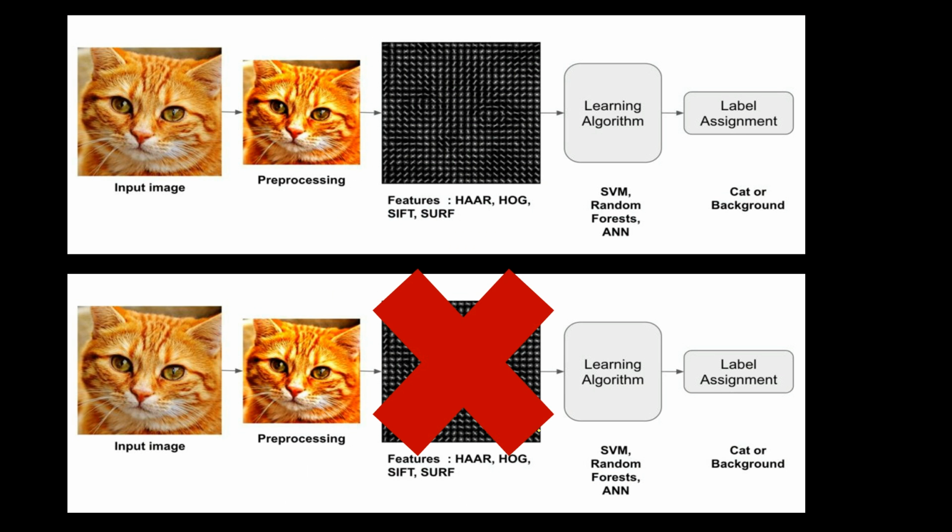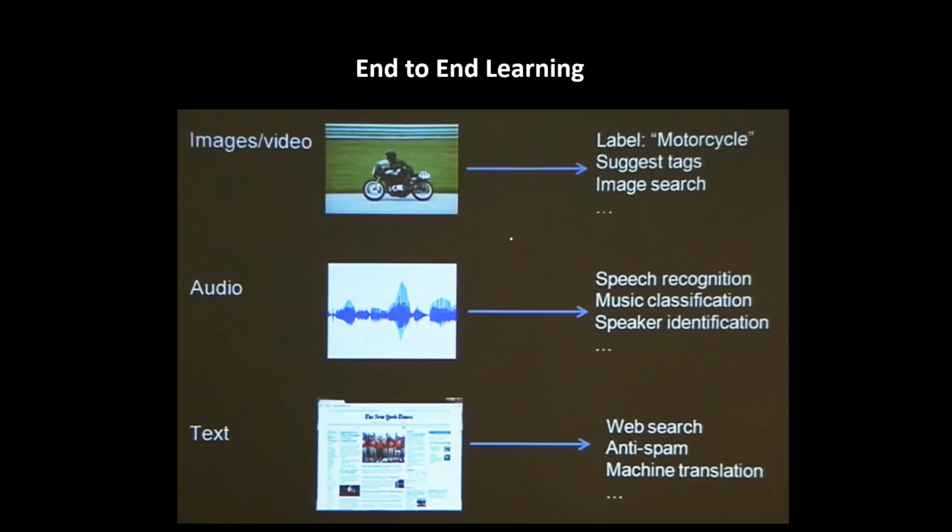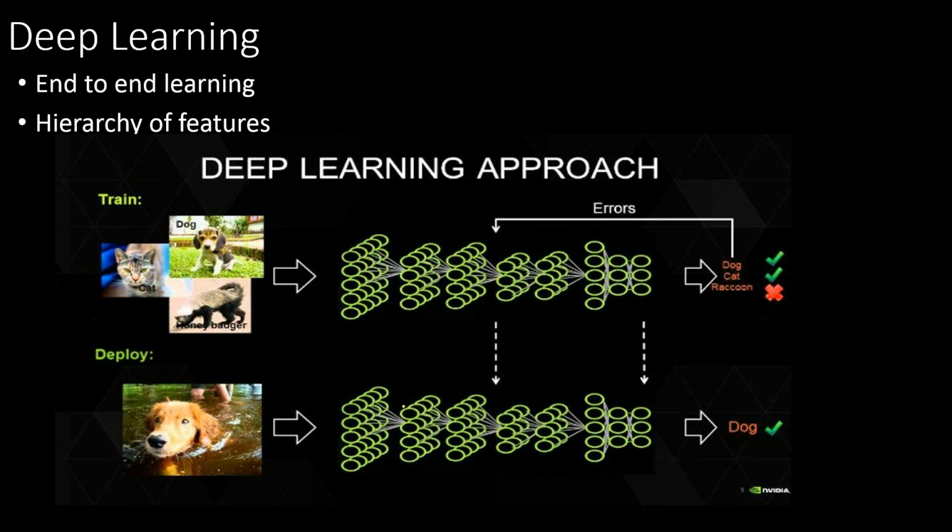If we see this image, this part, the feature extractor, is gone. That's why it's called end-to-end learning. As I said even in episode 0, we can apply it not only to images but also in other fields like audio and text, where it provides the same end-to-end learning. So it has two important things which we have discussed: end-to-end learning and hierarchy of features.